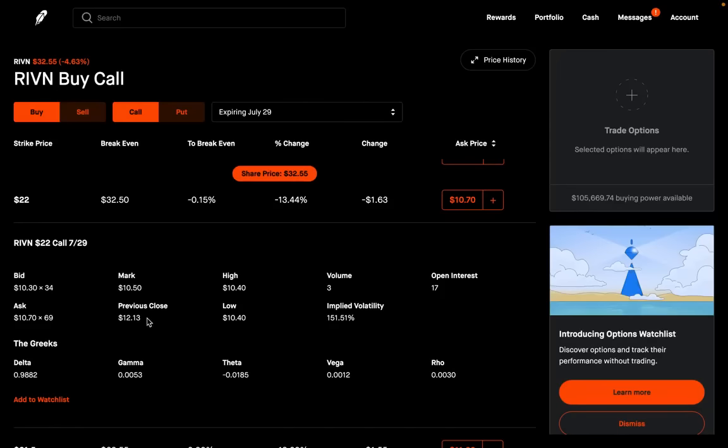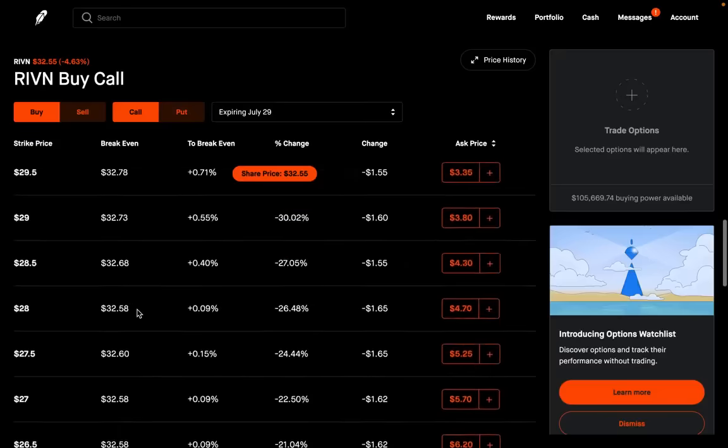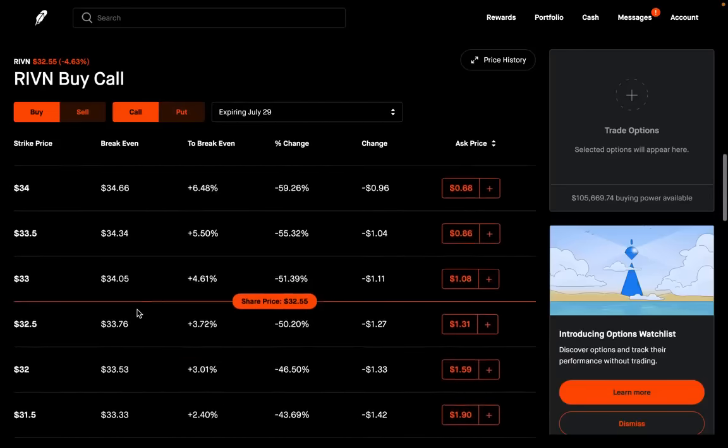0.9882. So now if you were to buy this call and the share price of Rivian goes up by $1, you would make $98.82. You would make more than if you bought the first call I showed you at $32.50. But again, same thing. If it were to drop $1 right now, you would instead lose $98.82 right away. So as you can kind of see, you have to determine which strike you want to choose here. And delta, of course, is one of those things you can look at.